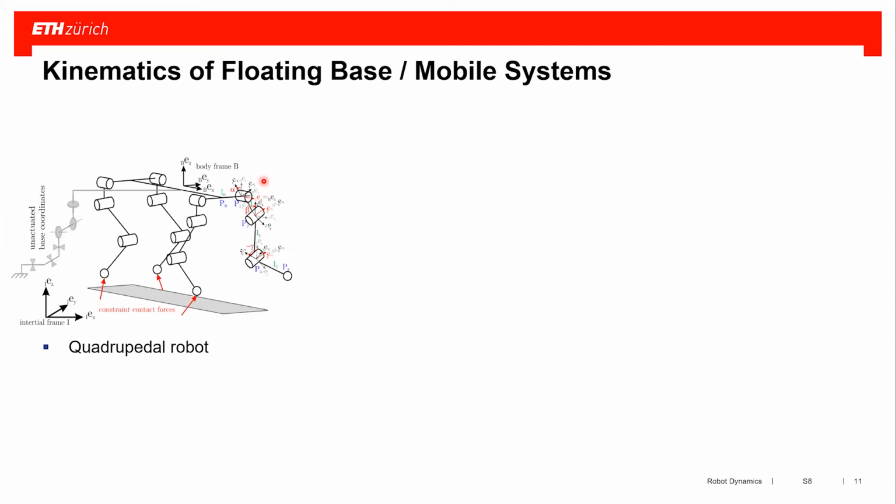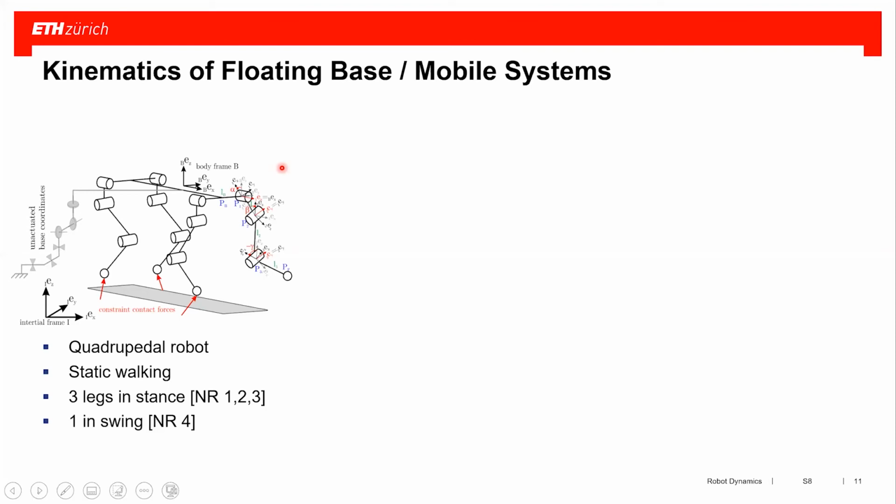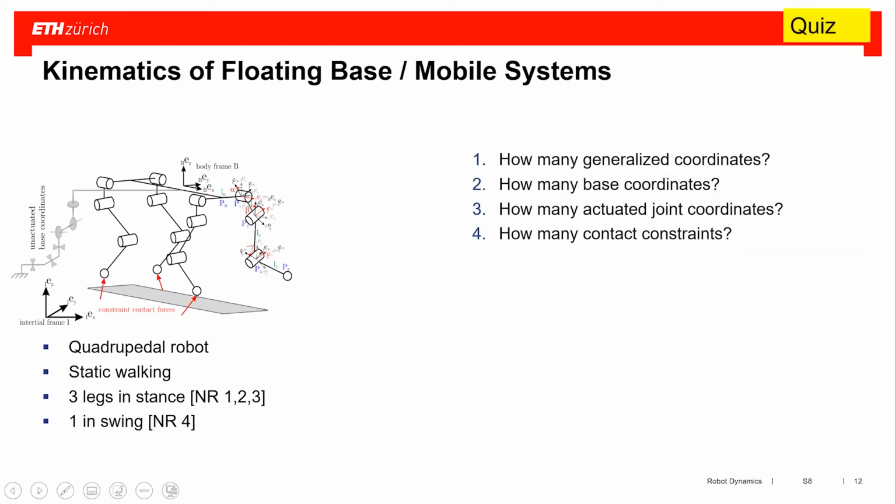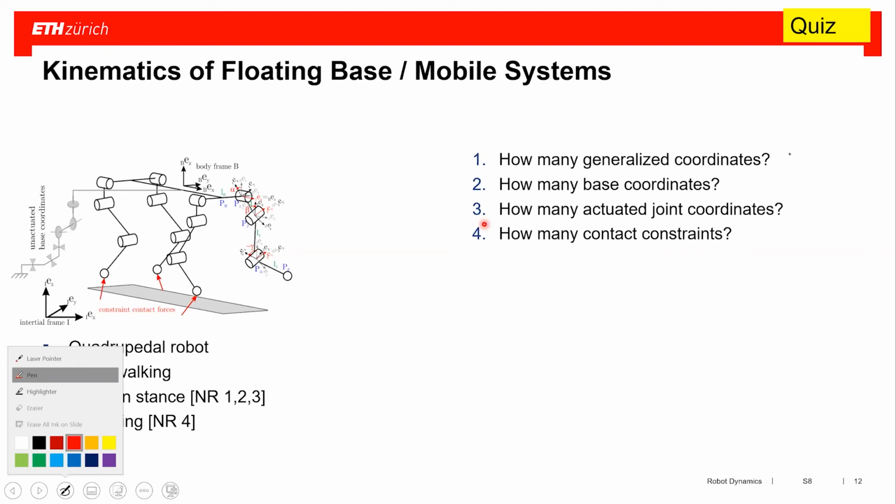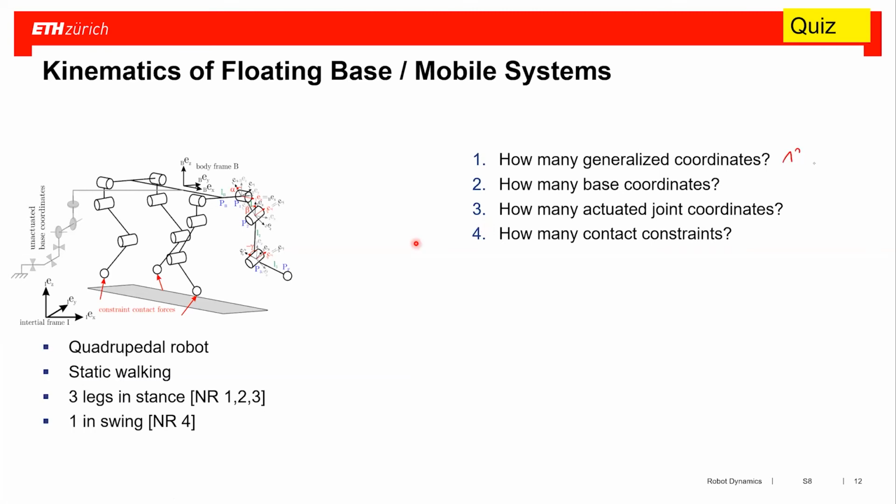All right. So what we looked at in this exercise was the kinematics of a floating base system, which is this quadruped, 4 legs, 3 degrees of freedom each, and one is in swing. And we asked how many generalized coordinates we have, base coordinates, and so on and so forth. So let's start with the first one. We have here generalized coordinates: 12 actuated ones, plus we have typically 6 for the base.